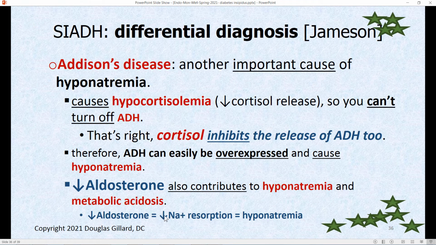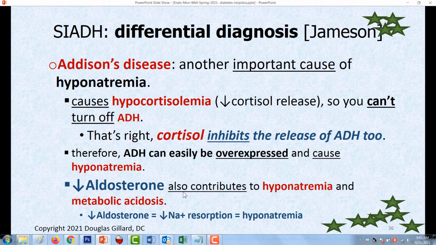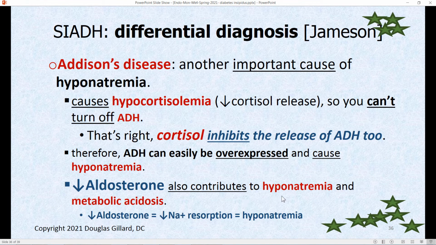What are some differential diagnoses? A big one is Addison's disease. Well, how in the world could Addison's disease be a differential diagnosis? Well, what does Addison's disease do? It wipes out the adrenal cortex, so you can't secrete aldosterone. If you don't secrete aldosterone, you can't reabsorb sodium, so you're going to be hyponatremic because of that.